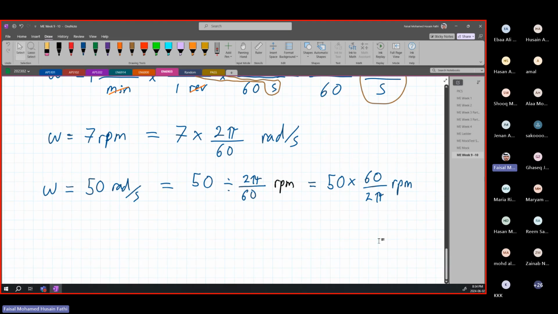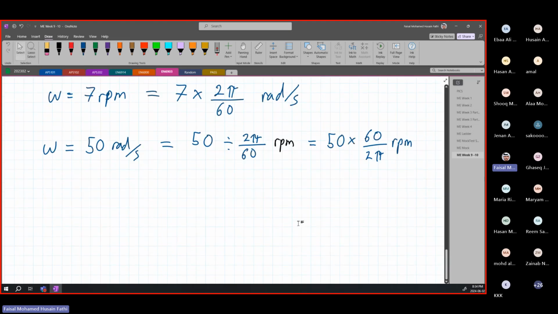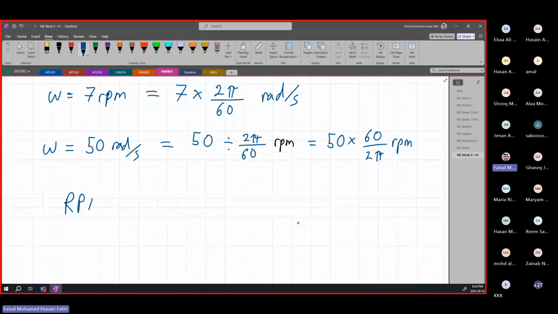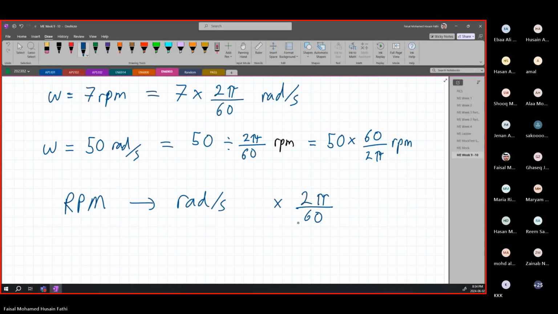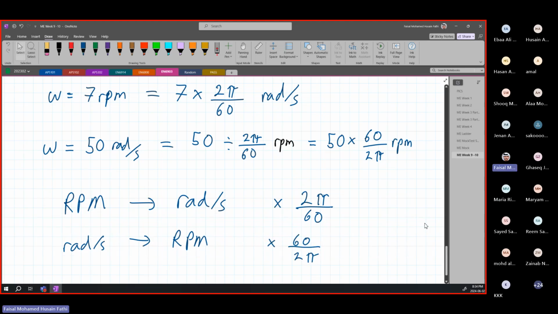So in other words, if I want to make a shortcut here, if we want to go from RPM to radians per second, we're going to multiply by 2 pi over 60. And if we want to go from radians per second to RPM, we are going to multiply by 60 over 2 pi.